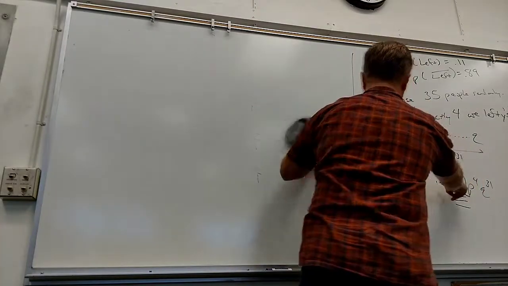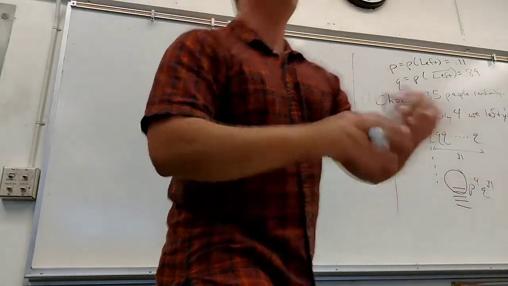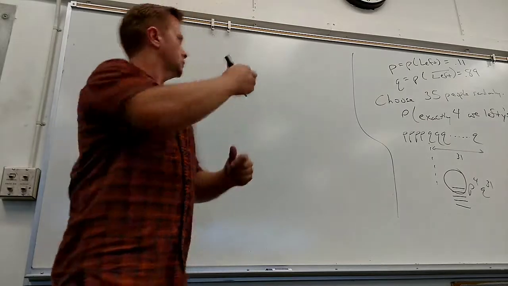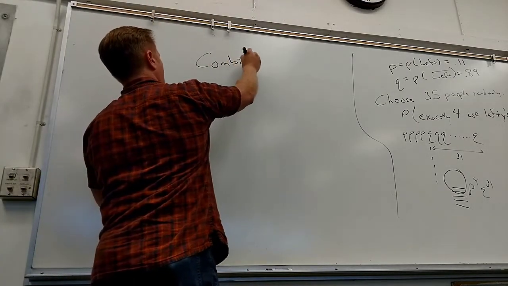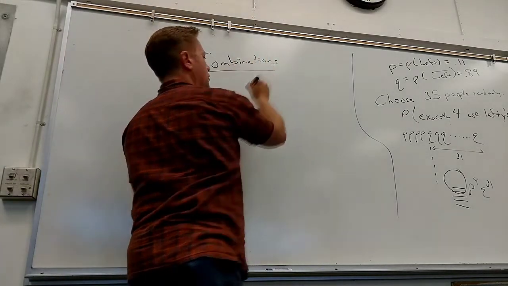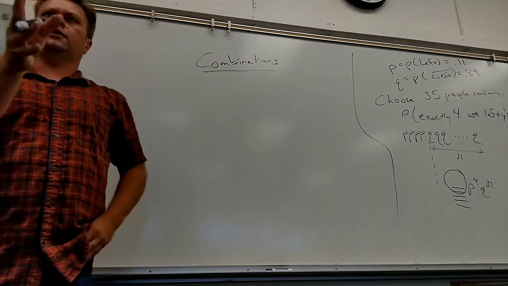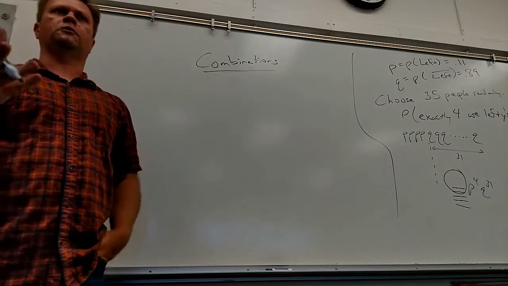So how do I figure that out? There's a method called combinations. Now, if you read the book, it goes into something. I'm going to show you what it is, but I'm not going to make you responsible for being able to use it.